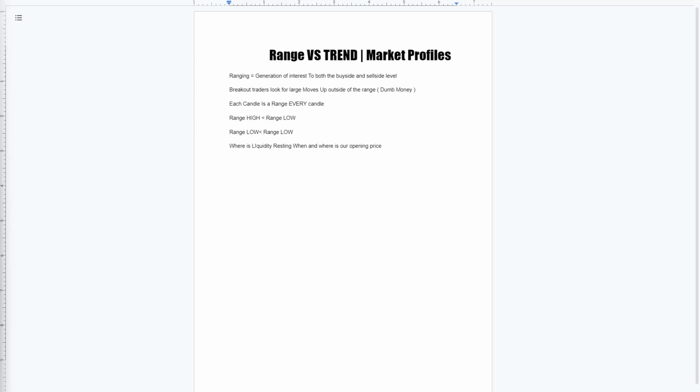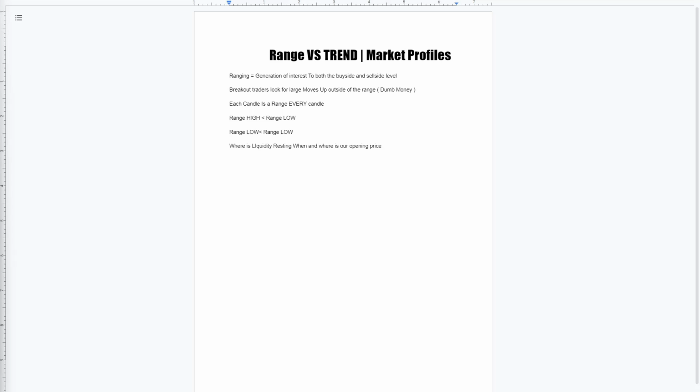The market is only going to do two things. It's going to range or it's going to trend. And that's where you start to look into your market profiles.